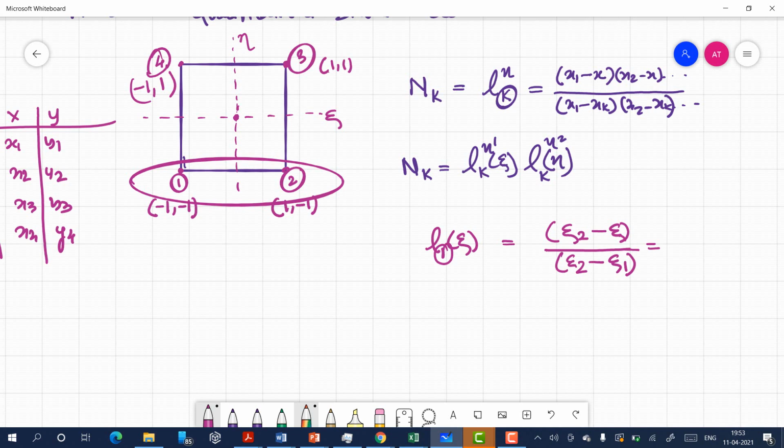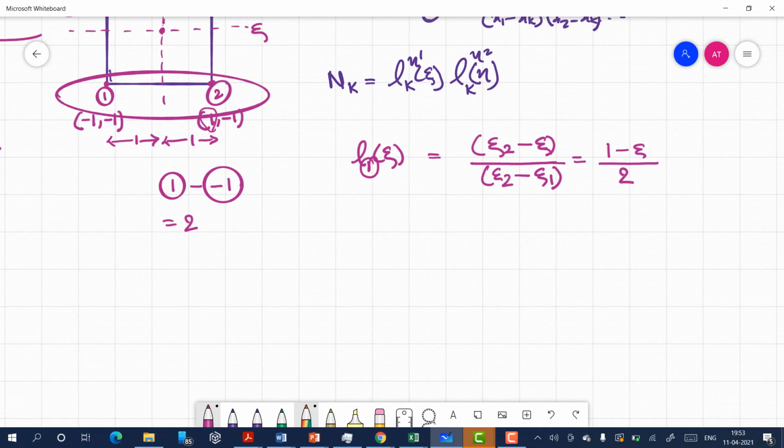Let me further simplify it. Zeta 2 has a value of 1. It will always be 1, whatever the coordinate system. So the numerator is 1 minus zeta, and zeta 2 minus zeta 1 has a value of 2, because zeta 2 is 1 and zeta 1 is minus 1, so 1 minus minus 1 is equal to 2. So we will have 2 here, right? And this was the shape function when we had a one-dimensional element, if you remember, right?